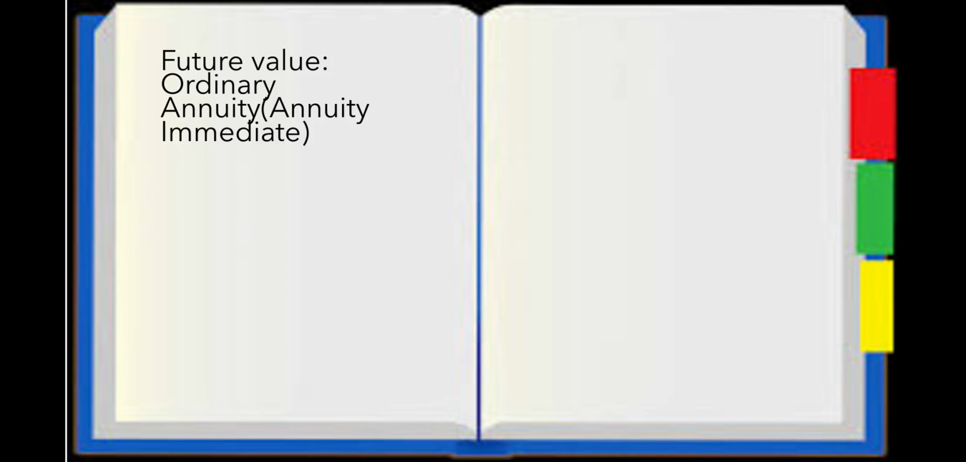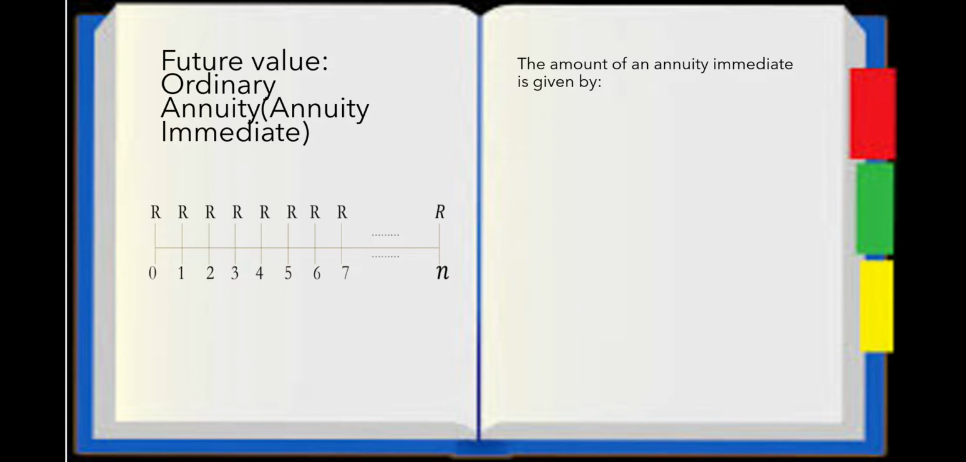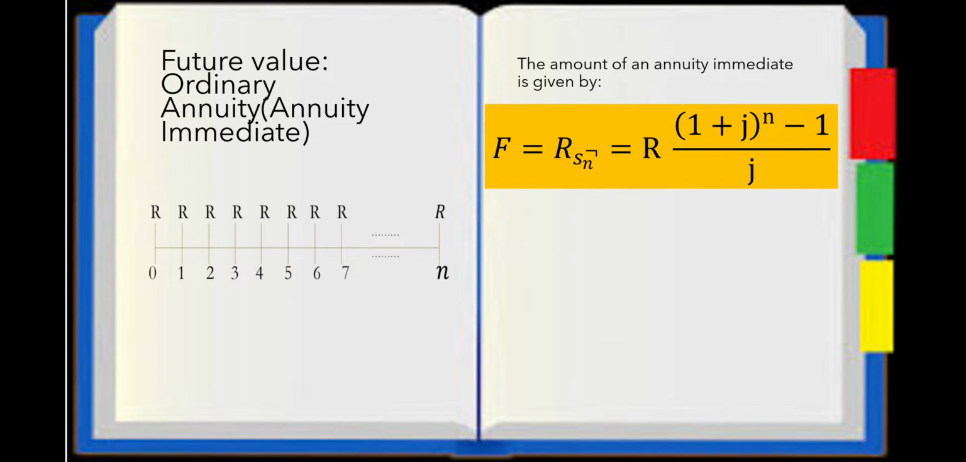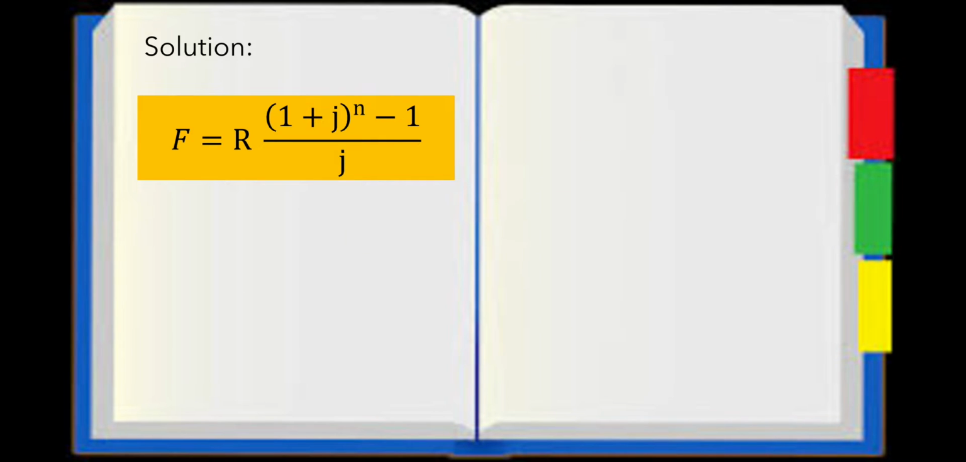So this is the future value of an ordinary annuity, or the annuity immediate, from the regular payment up to the end. So the amount of an annuity immediate is given by F is equal to R times the quantity (1 plus j) raised to n, minus 1, over j, where R is the regular payment, j is the interest rate per period, and n is the number of payments.